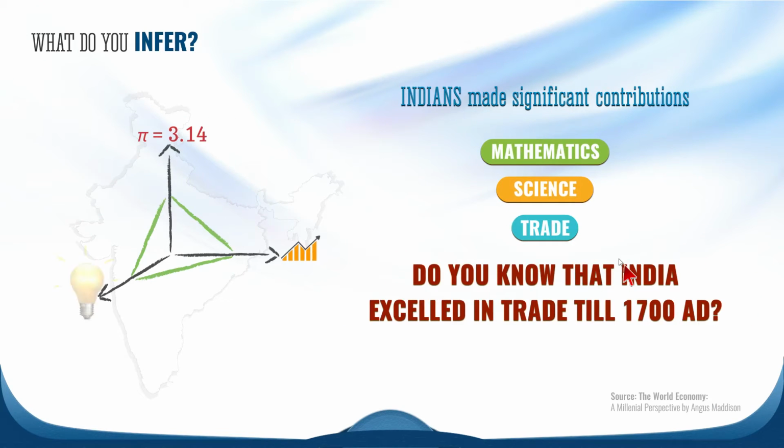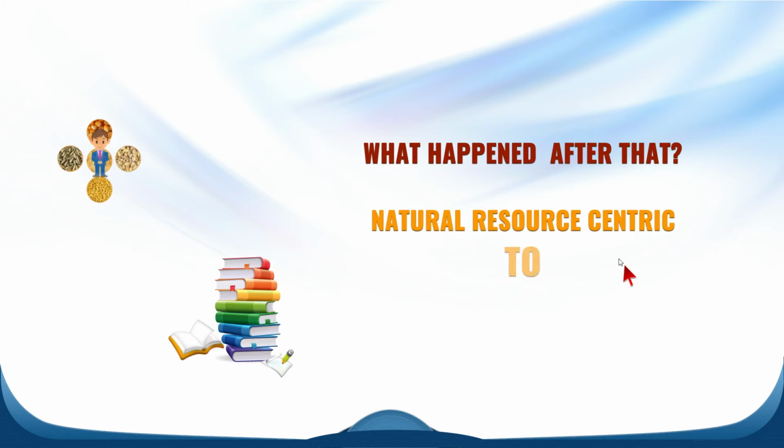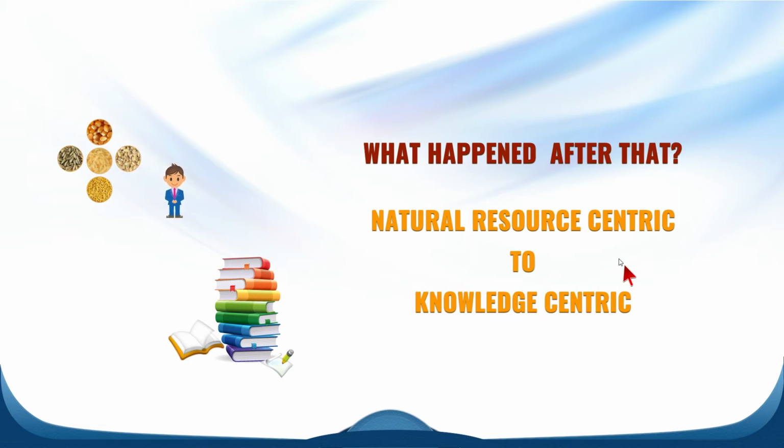We Indians were strong in mathematics, we were strong in science, and we were also strong in trade. As per Angus Maddison's book, World Economy: A Millennial Perspective, we excelled in trade till 1780. What happened after that? Till 1780, trade was done mainly in natural resources like spices, cotton, silk, fruits, vegetables, and so on.